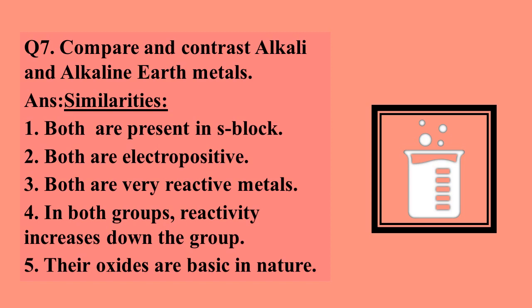Both of the metals, say alkali and alkaline earth metals, are very reactive metals. And in both groups, reactivity increases down the group from top to bottom. Means top members are less reactive and bottom members are most reactive. Their oxides are basic in nature. Alkali metals also form the basic oxides and alkaline earth metals also form the basic oxides.